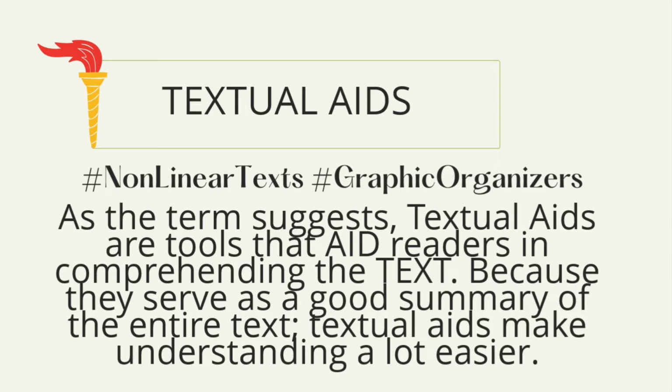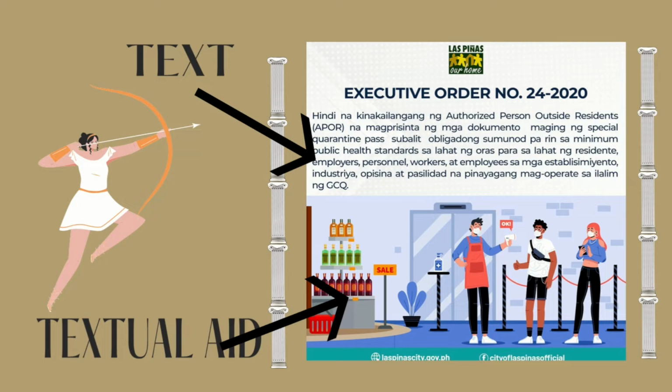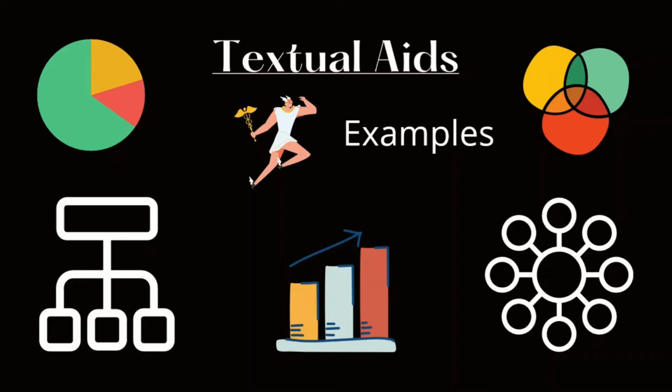Hashtag nonlinear texts, hashtag graphic organizers. For example, we have Executive Order Number 24, series of 2020, from a Facebook page. So we have the text there and the picture or illustration that represents what the text is about. By just looking at the picture, we can see that a personnel from this establishment just checks the temperature of the customer and after that it's okay. So that's basically the message of the text. So let's discuss each further.